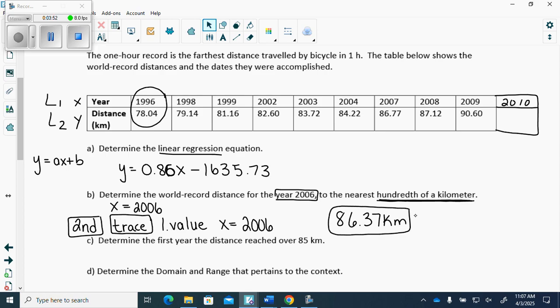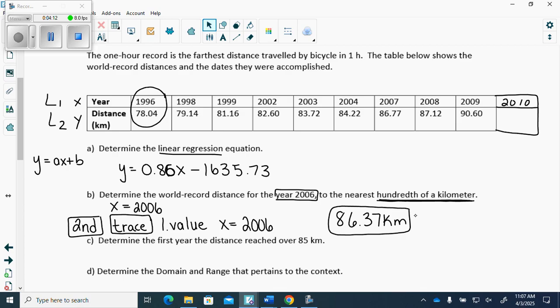If this was a diploma or a test, we would have to actually show that. Write out a sentence. Determine the world record distance for the year 2006. The world record distance for the year 2006 was 86.37 kilometers. Okay?